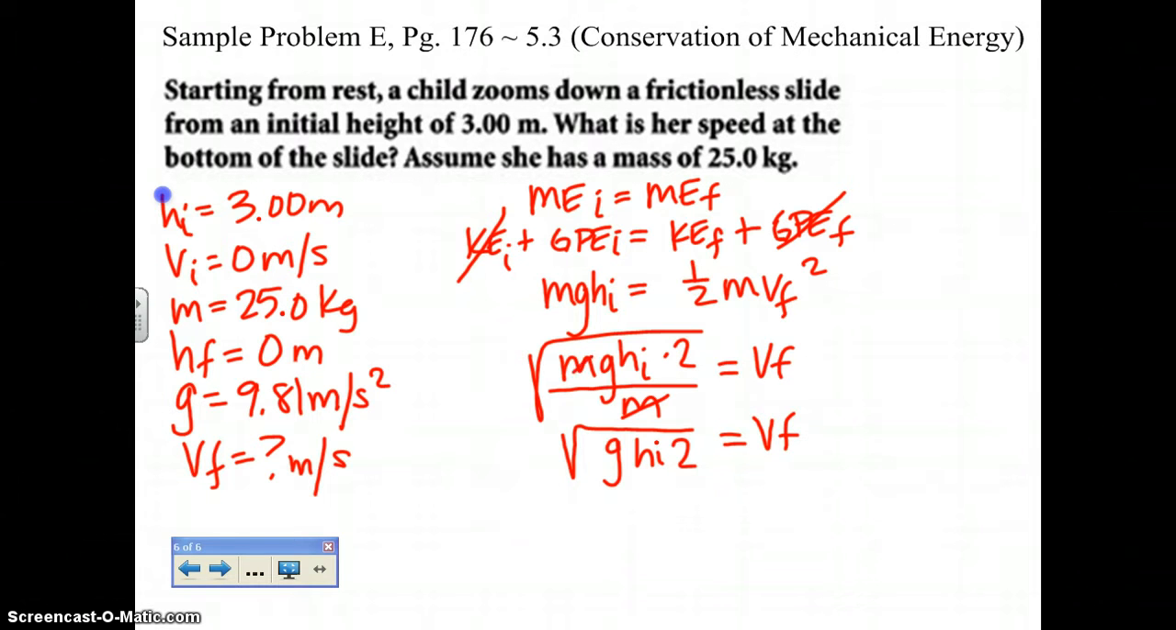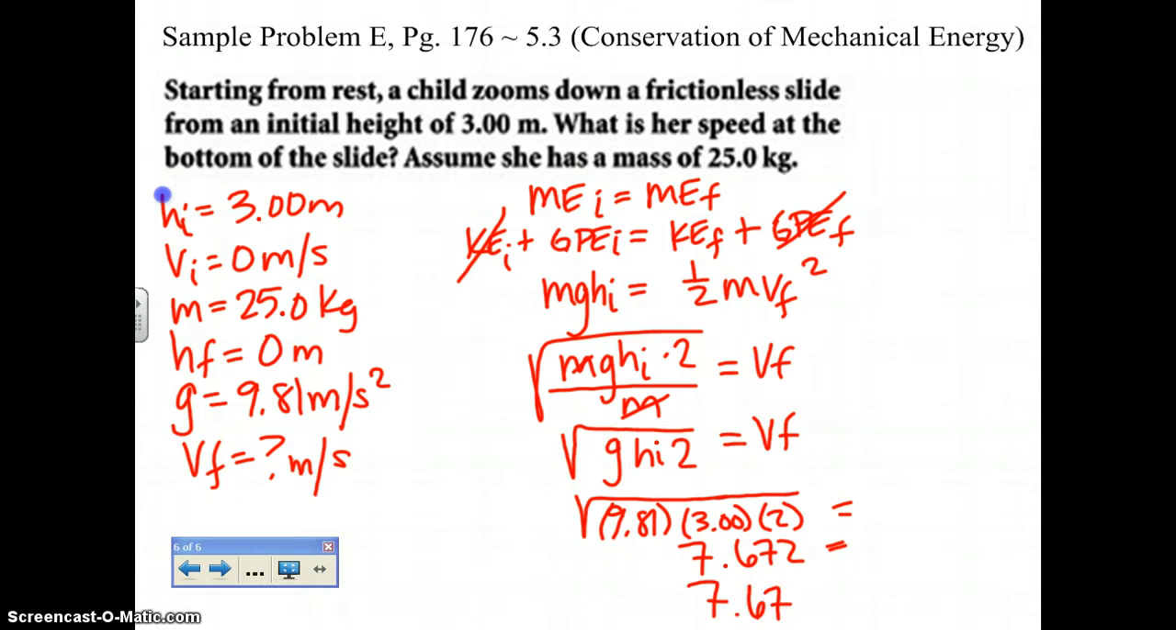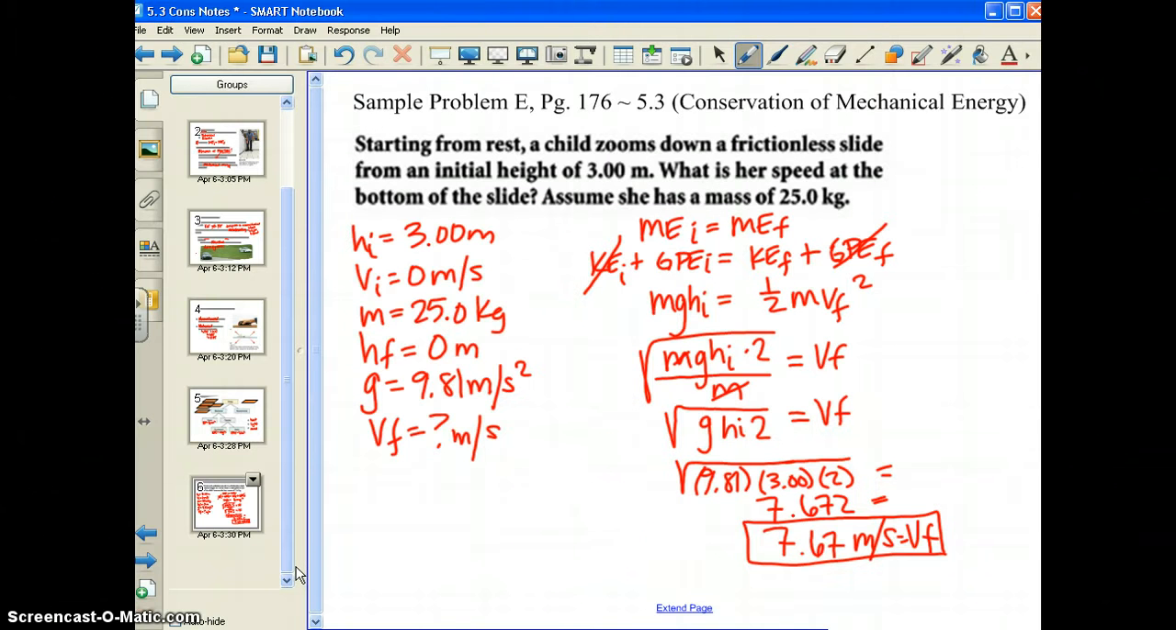The m's cancel out. So the square root of 9.81 times 3.00 times 2. You can pretty much figure that one out in your head, right? 10 times 6, so you should be about 60, and then take the square root of that. The actual calculated answer is 7.672, in which your final answer is 7.67 meters per second for a final velocity. So then you'd want to work on your practice E problems, but we are now going to move on to your F, which is going to be on power.